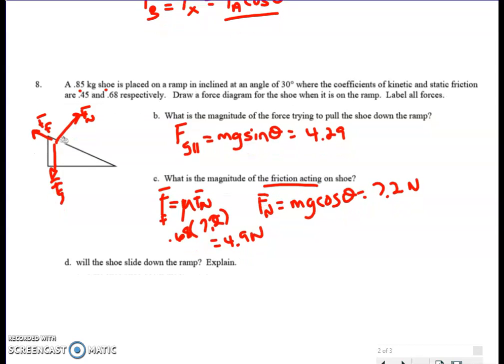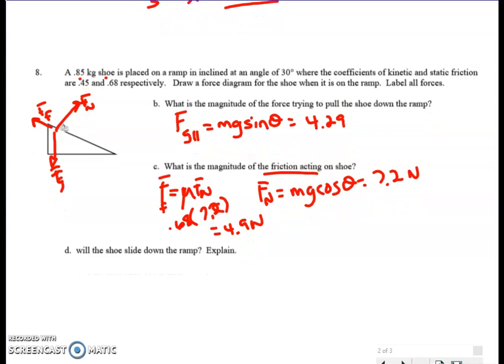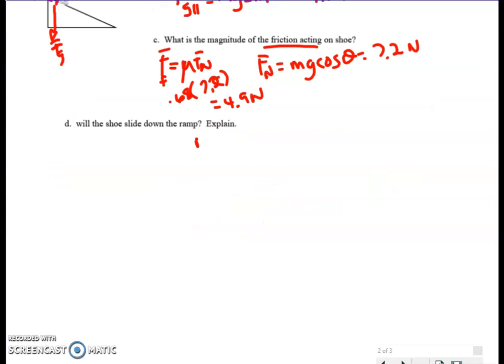Then I ask, is the shoe going to move or not? Or will it slide down the ramp? Okay. And the answer is no. But some of you lost a half point because you said the force of friction is greater than the parallel force. That's not true. If it was greater, then it would have to accelerate upward the ramp. They're equal, okay? So if it's sitting there, they have to be equal.